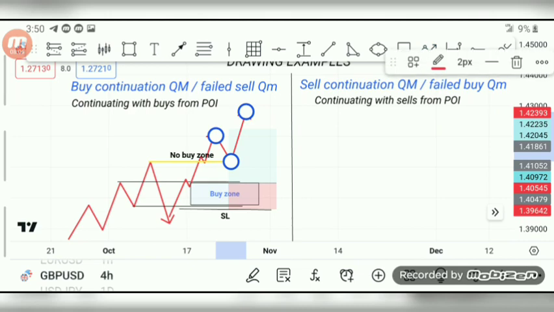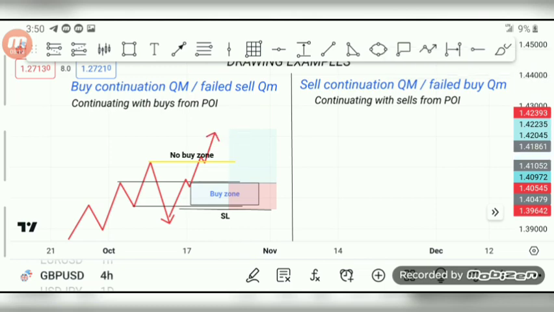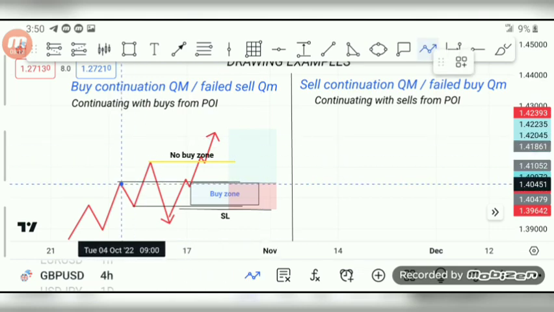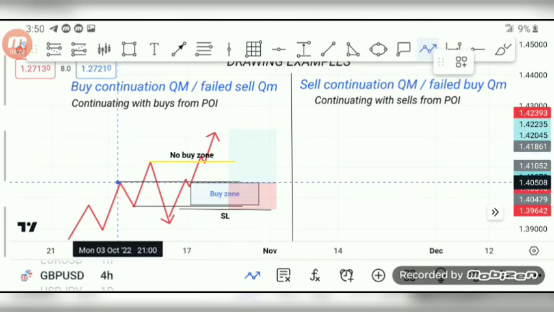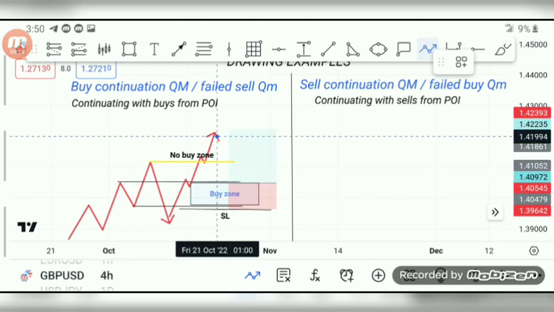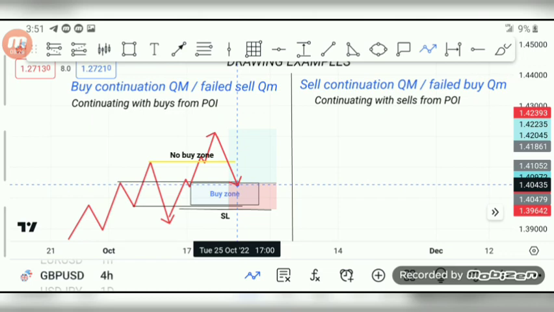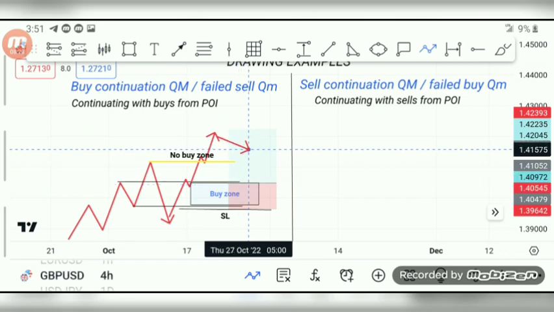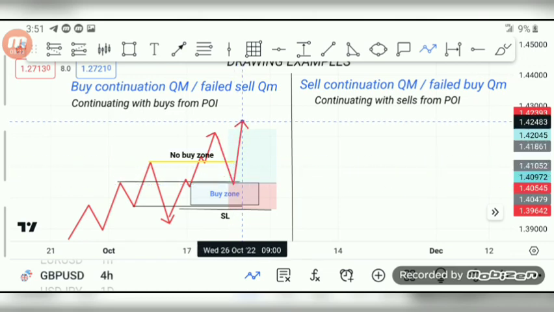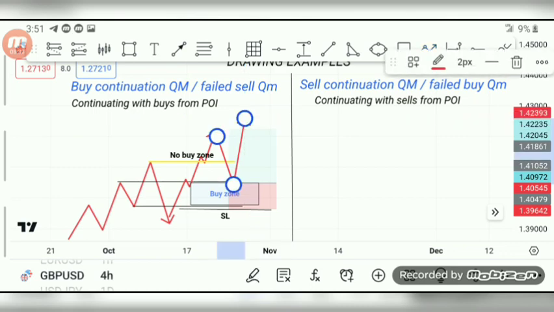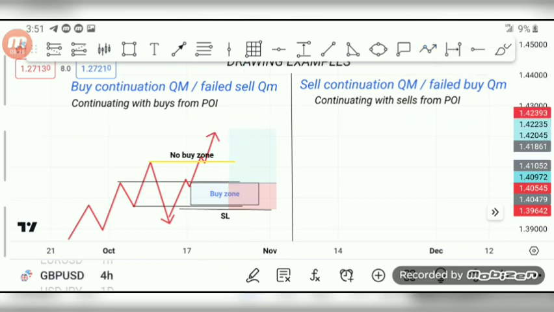No, you're going to get stopped out. Don't take those buys. Wait for price to come back to this previous point where you were going to sell from. That's why you're going to wait for price to come back down over here, then we can be looking at taking those buys. So basically that's the buy continuation QM.